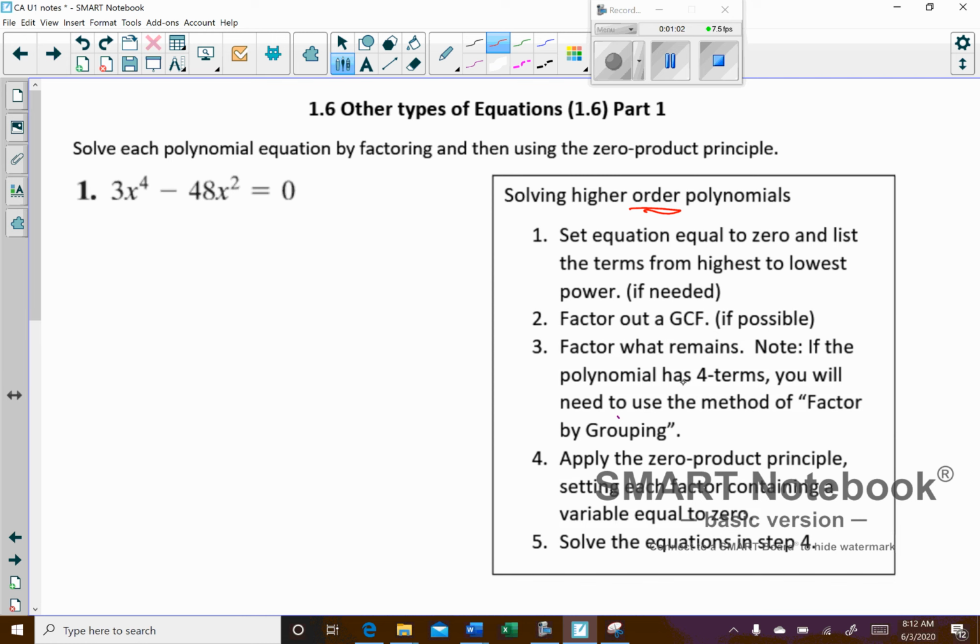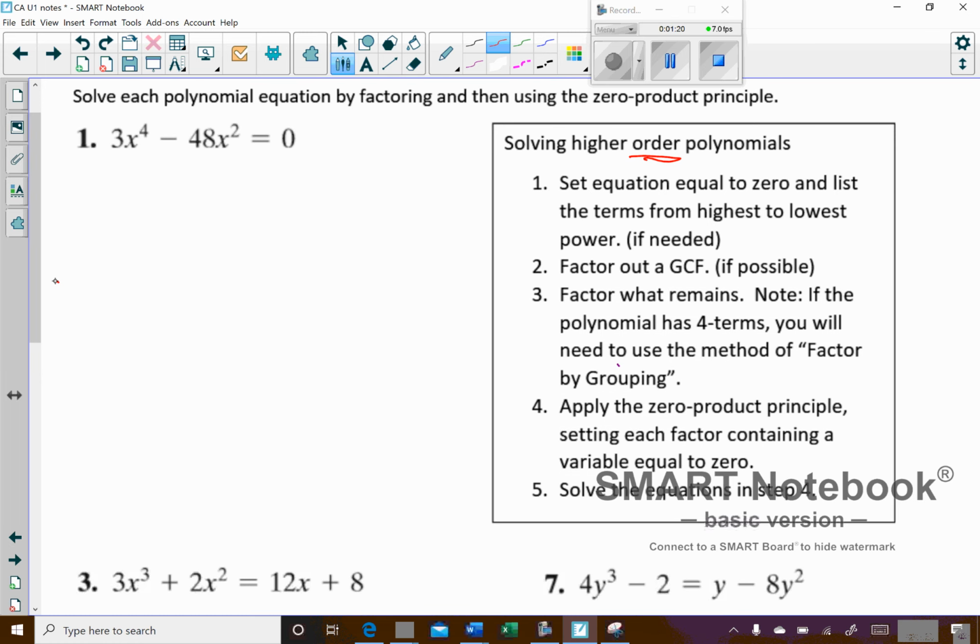Now note, if the polynomial has four terms, you should probably be thinking about factor by grouping, okay? That's always true. Whenever there's four terms, you always want to think factor by grouping. It might not always work, but that should always be your first thought. And then once it's factored, you use the zero factor property to solve it.